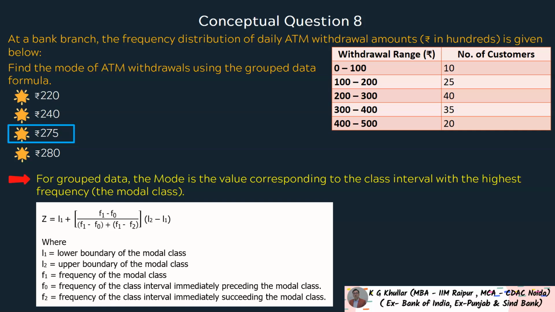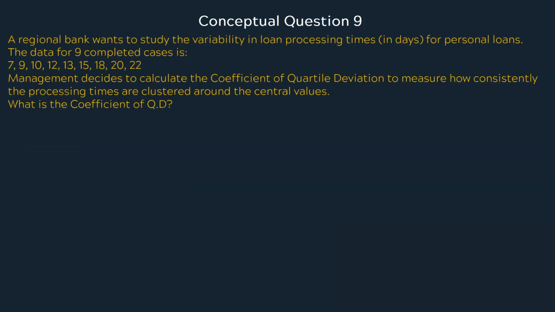Friends, finally we have reached the final question of this video, and the question is, a regional bank wants to study the variability in loan processing time in days for personal loans. The data for 9 completed cases is given to you. Management decides to calculate the coefficient of quartile deviation to measure how consistently the processing times are clustered around the central values. What is the coefficient of quartile deviation? And these options are given to you.